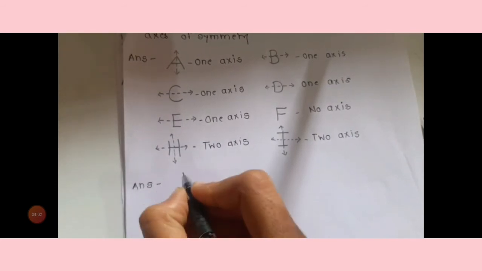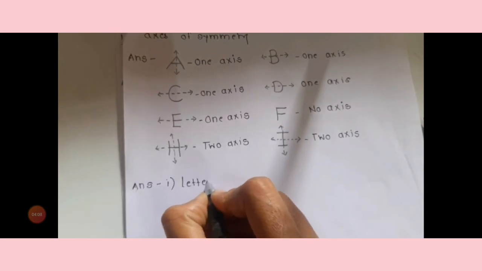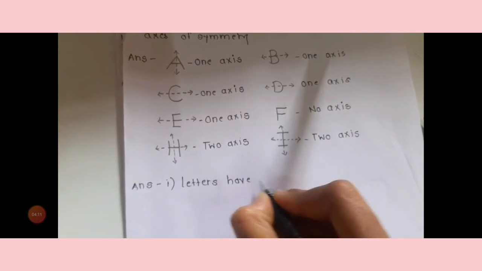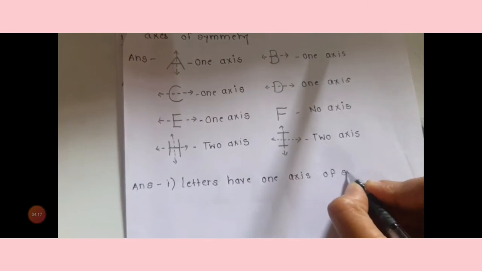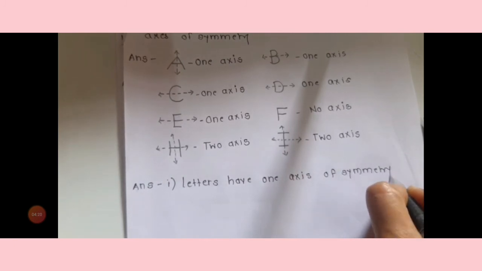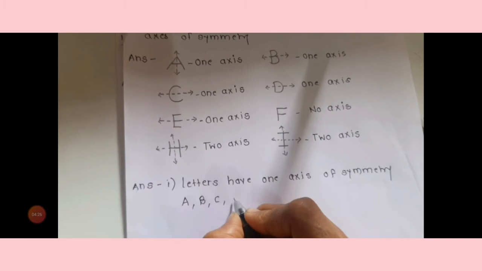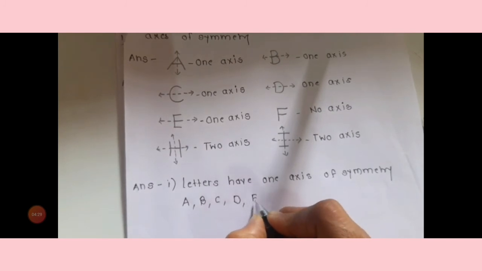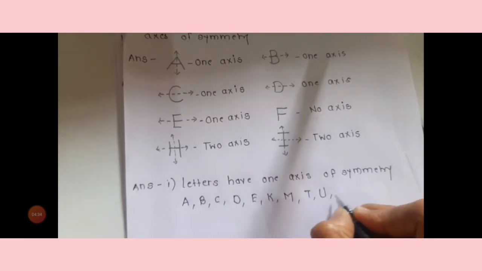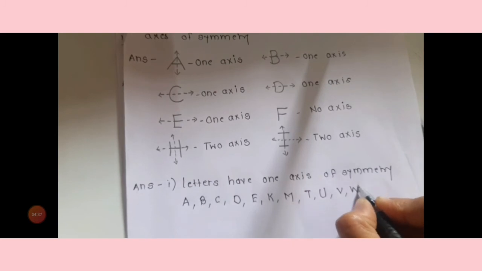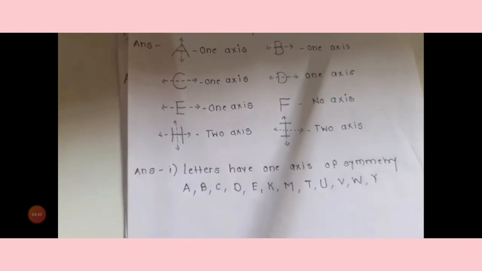So how will you write your final answer? First, which letters have one axis of symmetry? All these letters you will draw in your notebook. I have just drawn them for you: A, B, C, D, E, K, M, T, U, V, W and Y. These letters have one axis of symmetry.